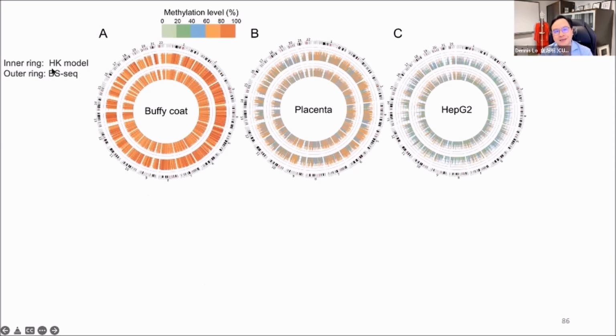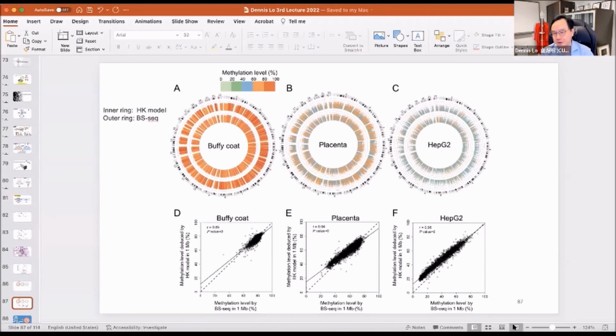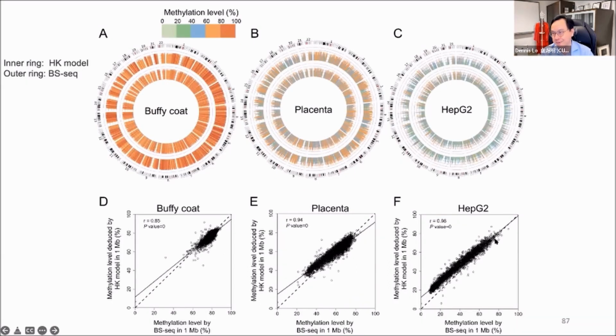Actually, when we delve into individual genomic regions, say within chromosome 1, 2, 3, 4, 5, etc., the inner ring is your HK model, and the outer ring is the bisulfite sequencing gold standard. You can see it fits extremely well. So all the colors match in different genomic regions. And for each of those, you can plot a graph, which once again shows extremely good correlation, as shown at the bottom here.